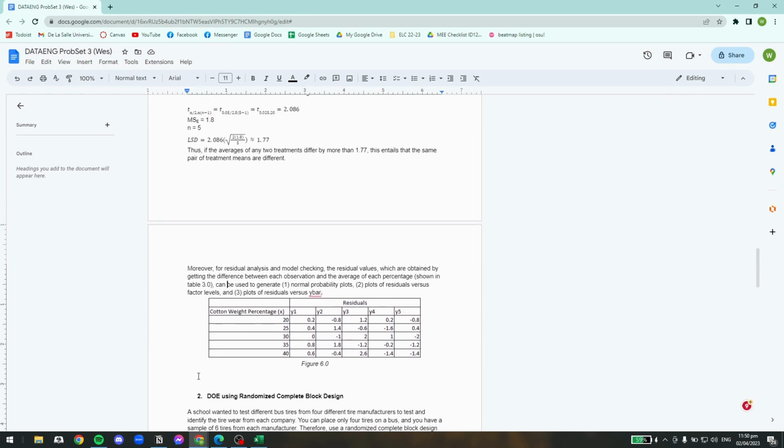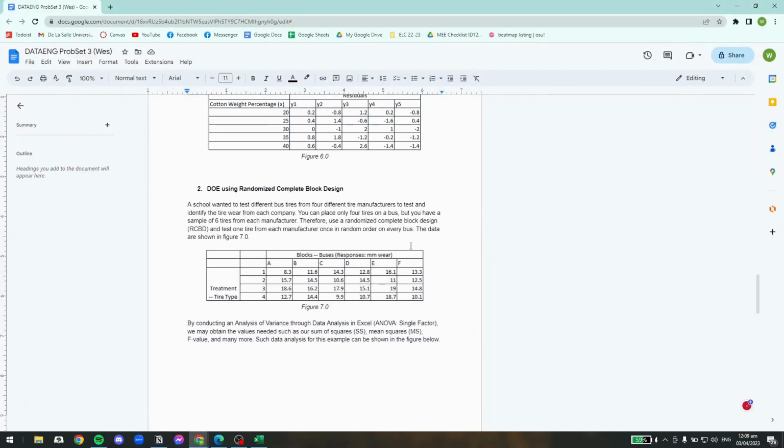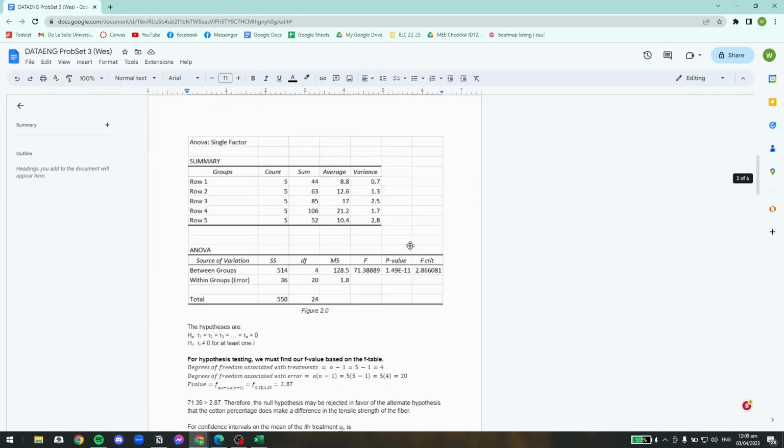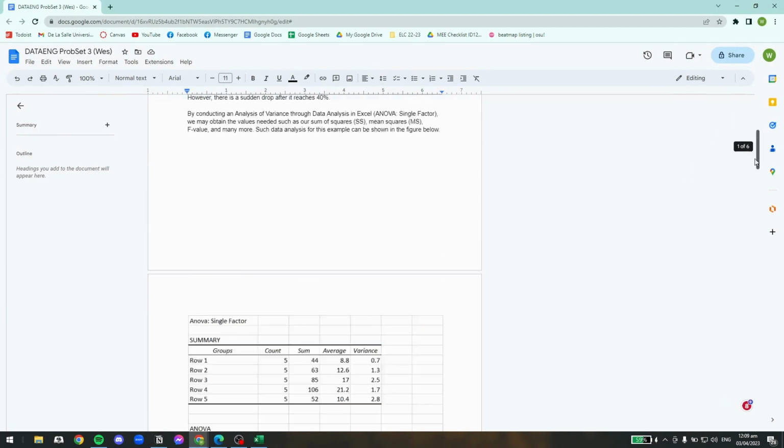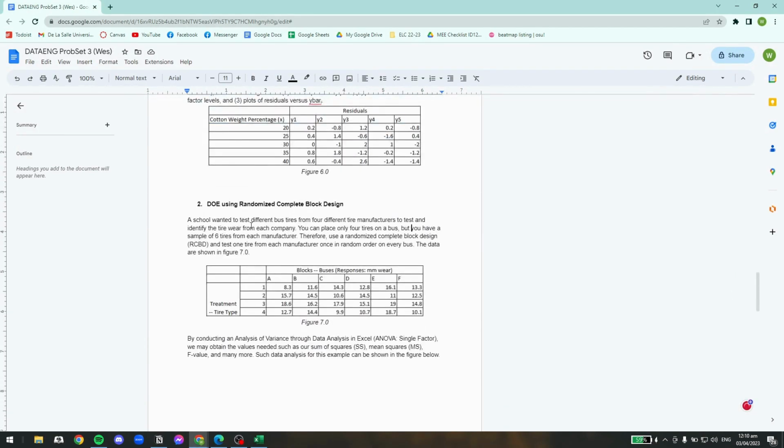So that's it. Good day, everyone. Right now, I will be talking about the second topic under the design and analysis of single factor experiments, and this will be the DOE using randomized complete block design. So before we get into the example, let's discuss what the randomized complete block design is.